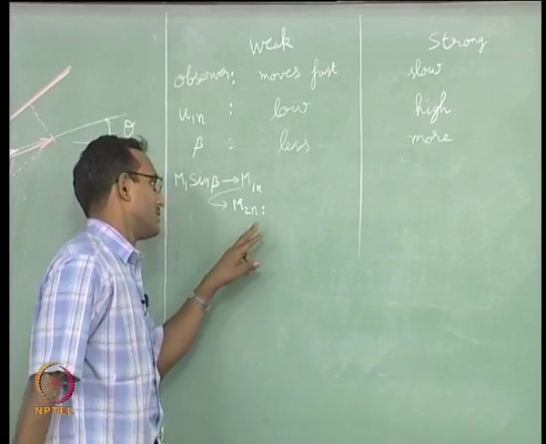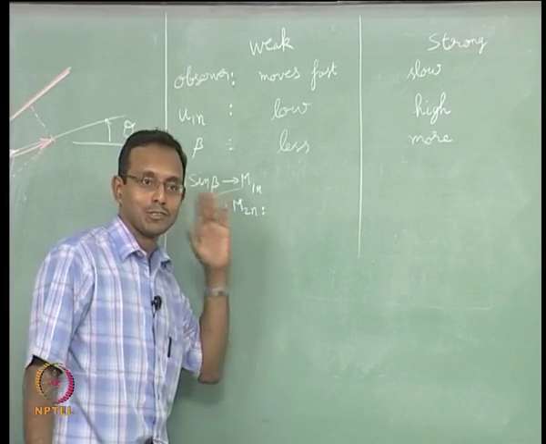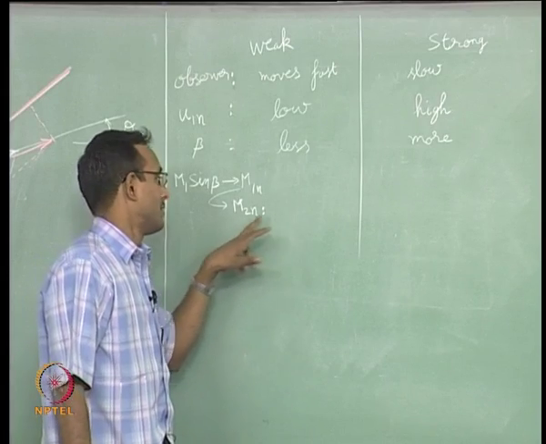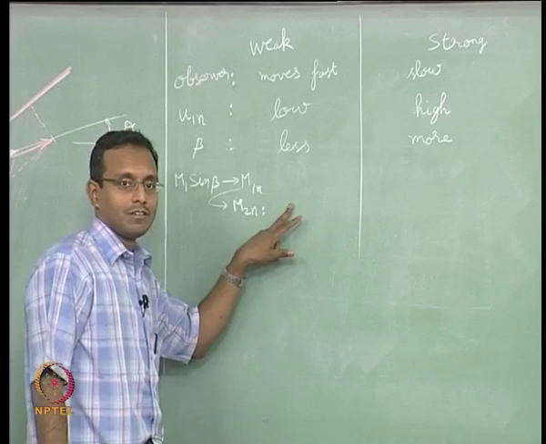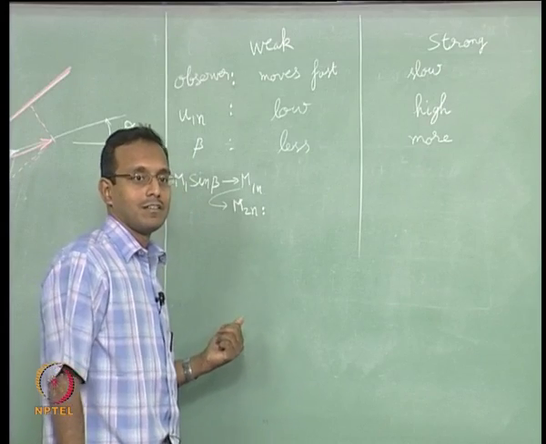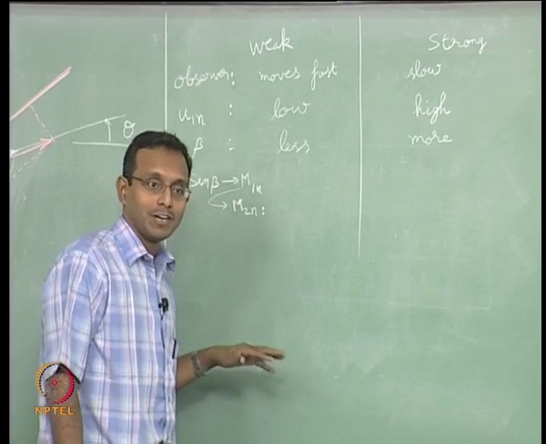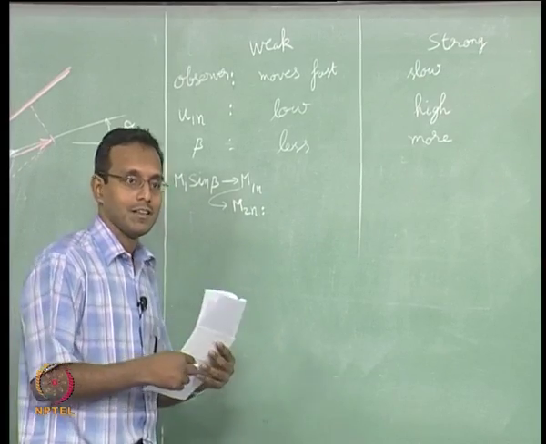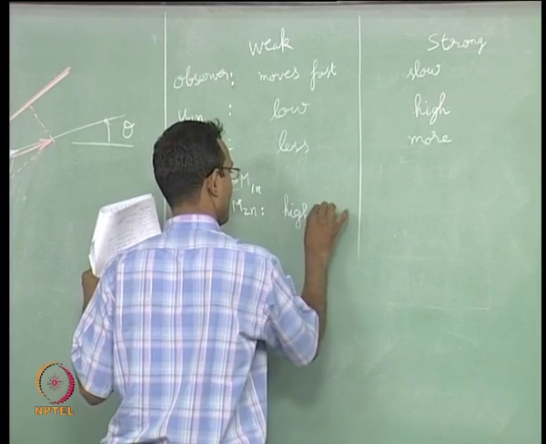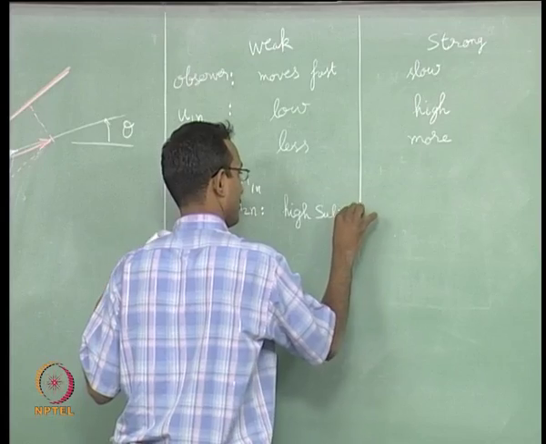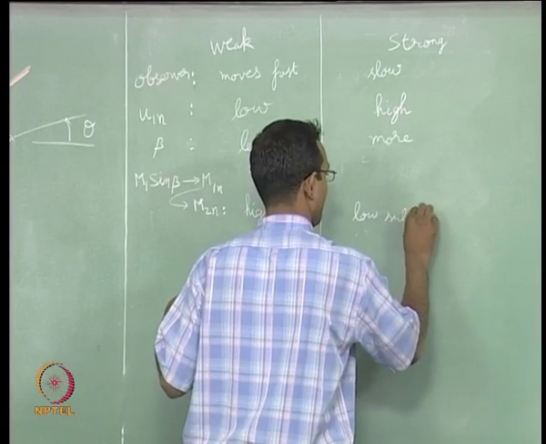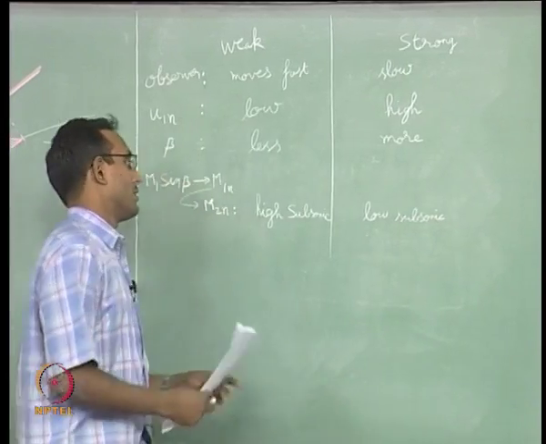This you have to remember from normal shock solutions. In a normal shock, if my Mach number is low, the M2 normal will be closer to 1. We know it should be subsonic, but it will be high subsonic. So M2 normal will be high subsonic, while here it will be low subsonic.